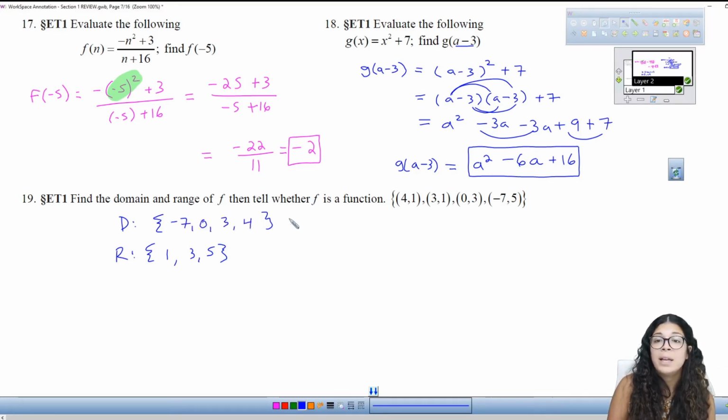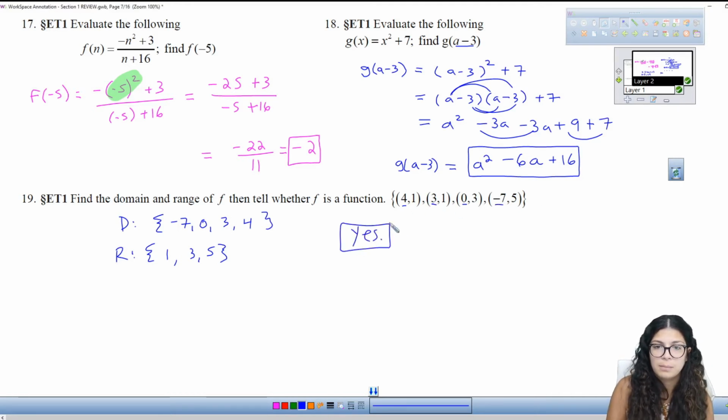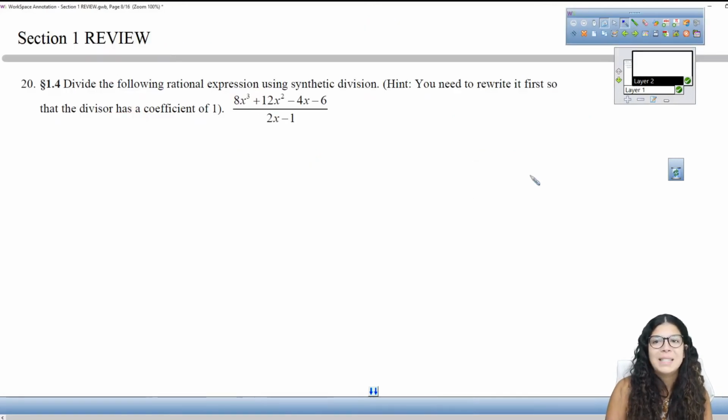Okay, and now, is it a function? Remember, this is a function as long as every input has only one output. And each input has only one output, so yes, this is a function. All right, let's move on to number 20.